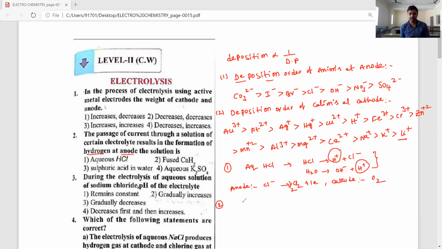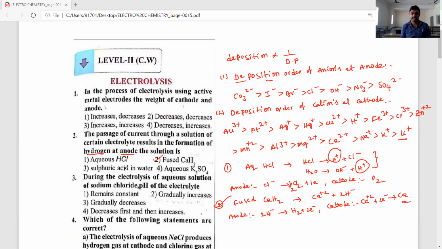Okay, let's see the second one, fused calcium hydride. Fused means there is no water, then automatically it contains one cation and one anion, Ca2+ plus 2H-. Okay, at anode 2H- is converted into H2 plus 2 electrons, and at cathode calcium 2+ plus 2 electrons is converted into calcium metal. So the answer is the second option, fused calcium hydride.